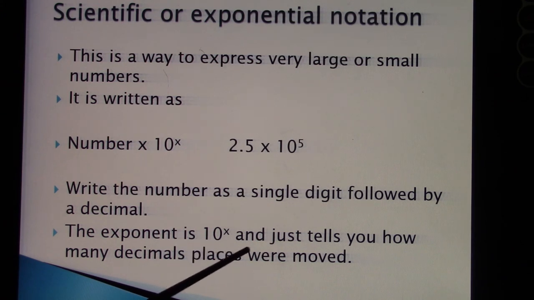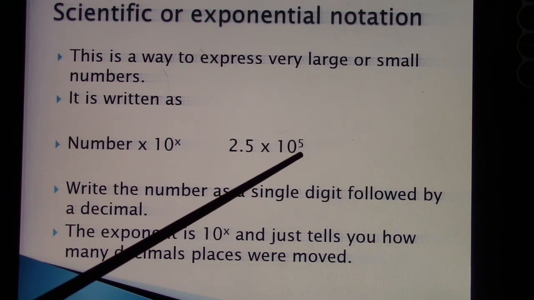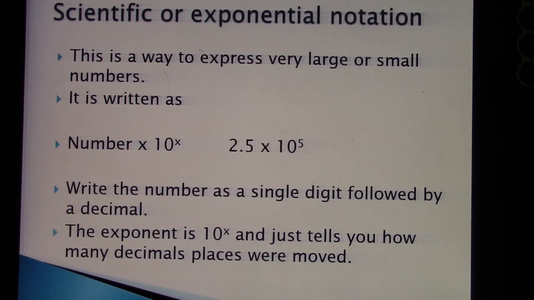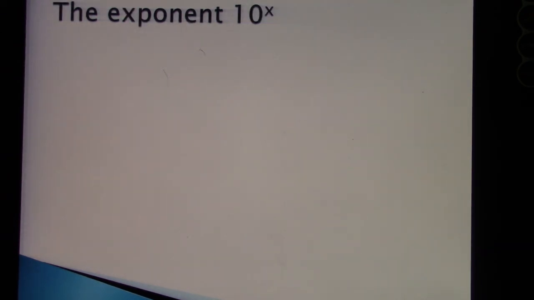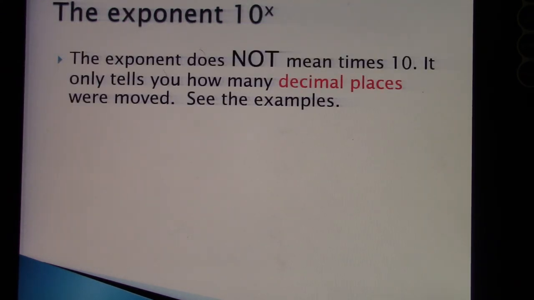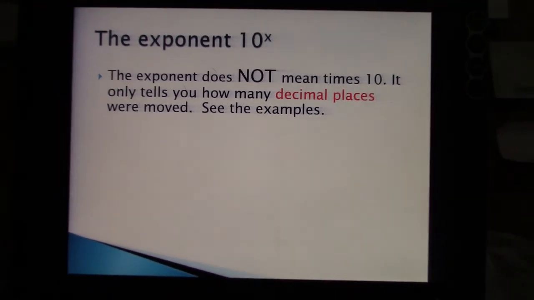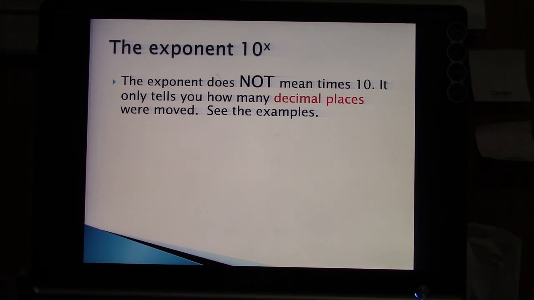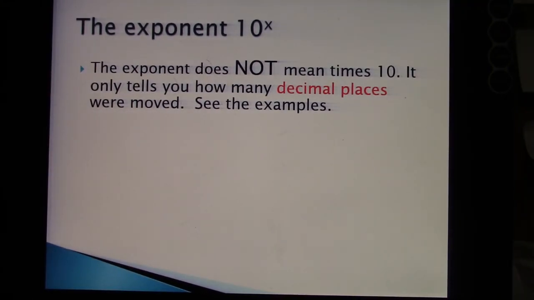The exponent on the 10 is not times 10, it just tells you how many decimal places were moved. So this means I moved the decimal point 5 places. Just to emphasize, the exponent does not mean times 10, so don't put it in your calculator as times 10. We'll see the examples. On a lot of calculators, I'll have that in another video. Check my other video on how to use the calculator and enter numbers in exponential notation. We'll do that next.